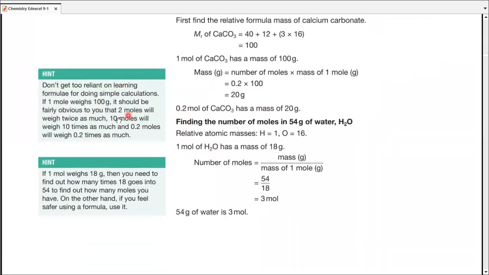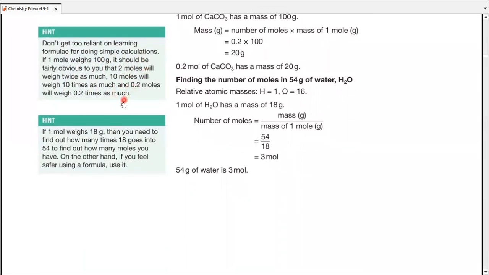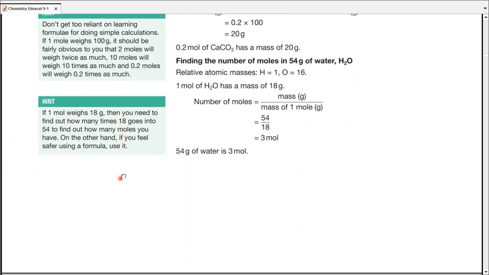A couple of hints. Don't get too reliant on learning formulae for doing simple calculations. If one mole weighs 100 grams, it should be fairly obvious that 2 moles would be twice as much, 10 moles would be 10 times. I'm already done with this practice, so you won't have a problem understanding this. I've already asked you to go for 2 or 10 or 0.1 or 100. You already know what to do.